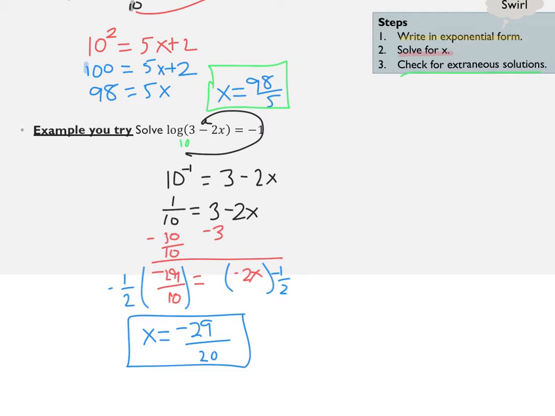This one was a little trickier in regards to we had a negative exponent. So remember, when you have a negative exponent, it just moves to the denominator of that fraction. When you subtract 3 on both sides, isn't 30 over 10 the same thing as 3? Yes. So now we have fractions with like denominators, and we just subtract the numerators. So we know 1 minus 30 is negative 29. So negative 29 over 10 equals negative 2x. When you divide by 2, that's really multiplying by 1/2, and we do get x equals negative 29 over 20.